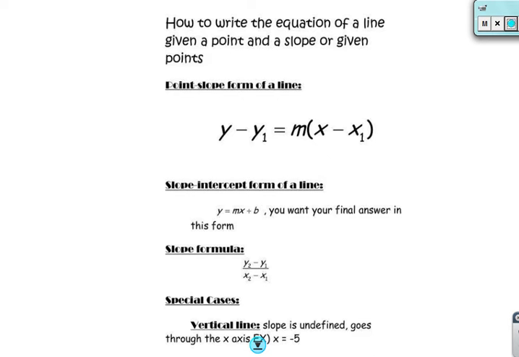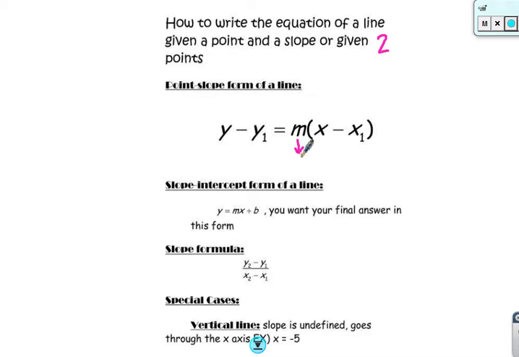Hi everyone! We are going to review how to write the equation of a line if I give you a point and a slope, or if I give you 2 points. So, in order to write the equation of a line, you have to put your equation into point-slope form first. You have to use this because I'm not giving you the y-intercept anymore.